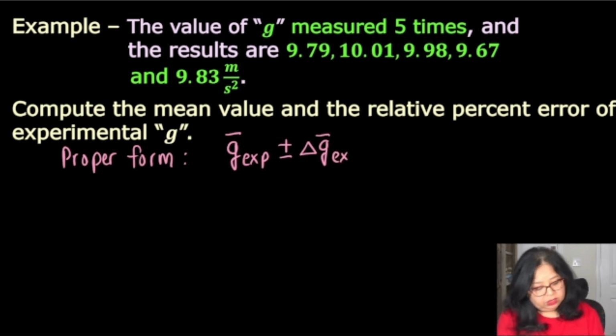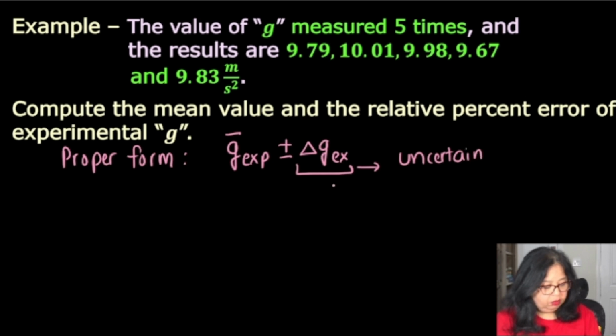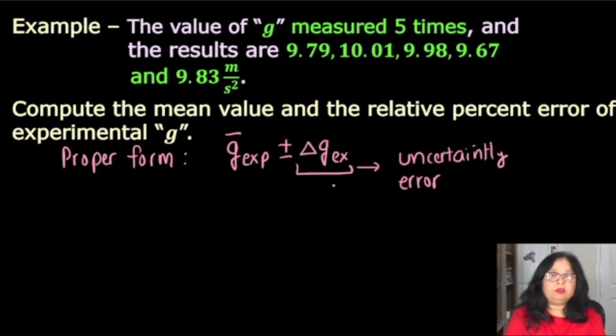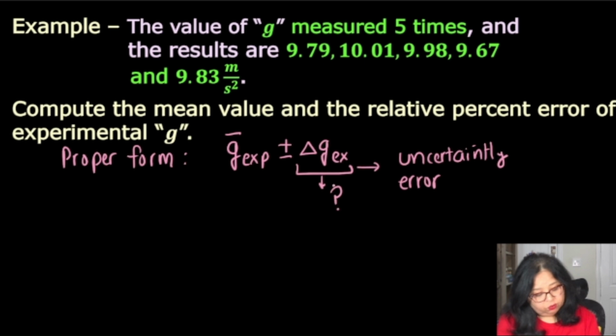So this delta g is the uncertainty in the value of g that is measured. Some people might call it error in the measurement of g as well. Now, the question is, how do we calculate this? What is this delta g experimental?